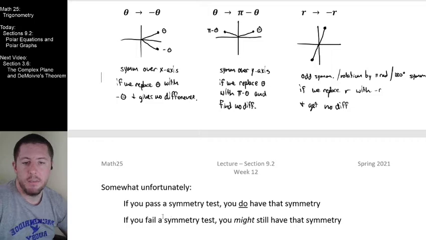Unfortunately, if you fail a symmetry test, you actually still might have that symmetry, and I'm going to show you in Desmos why that might end up happening. So the unfortunate thing about these symmetry tests is that they're not yes, no. These symmetry tests are yes, maybe. Which is unfortunate here a little bit.